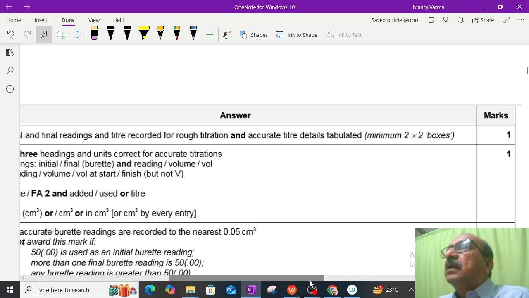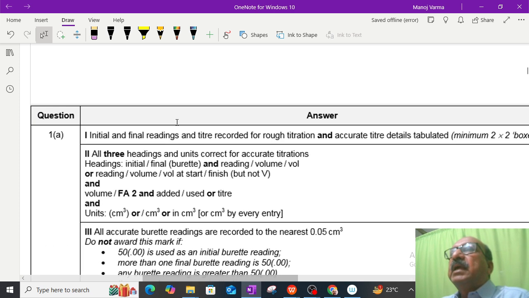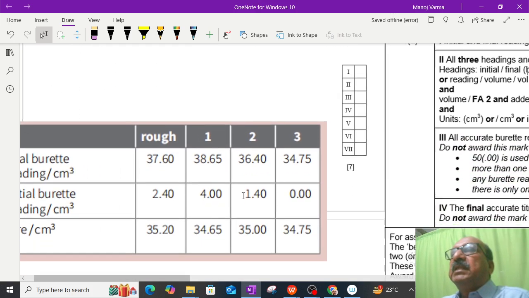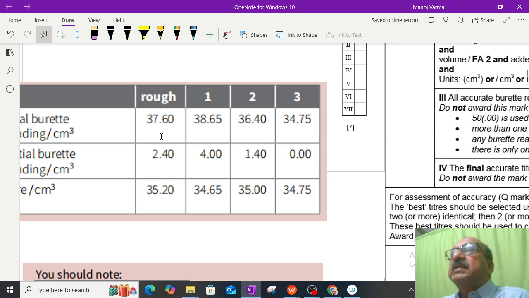See, the first mark is given over here for making a table, which is at least 2 by 2, with initial and final readings and the titre recorded for the rough titration. I'm just showing you the table that you have to make. As you can see, it is definitely more than 2 by 2. Minimum 2 by 2 should be there. This is actually 3 by 3. So you have to make a table like this.